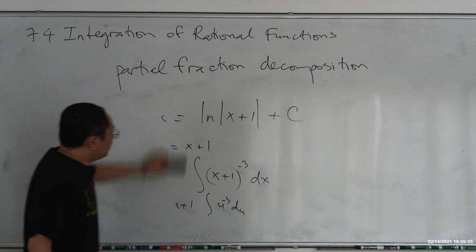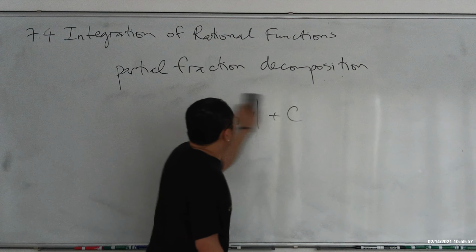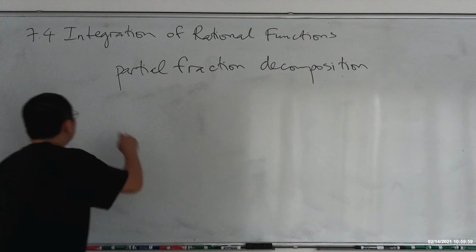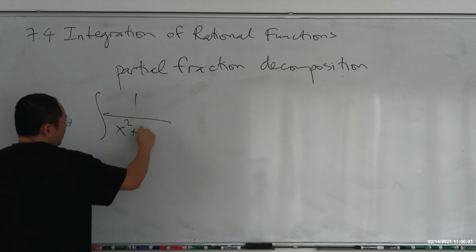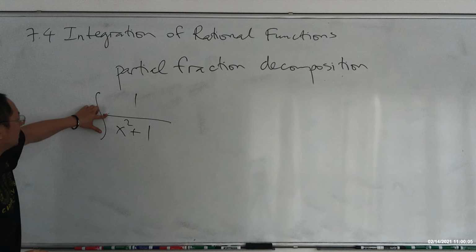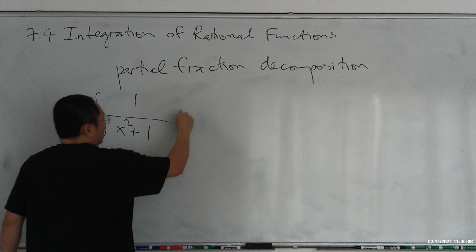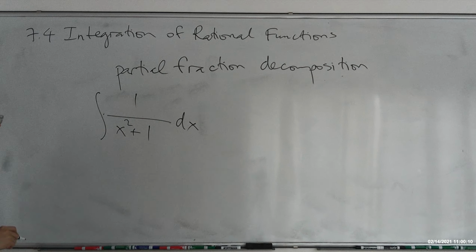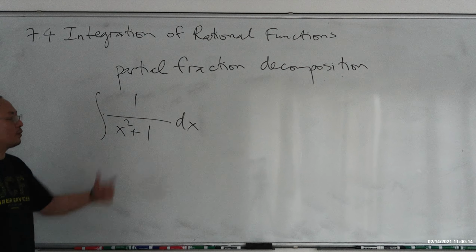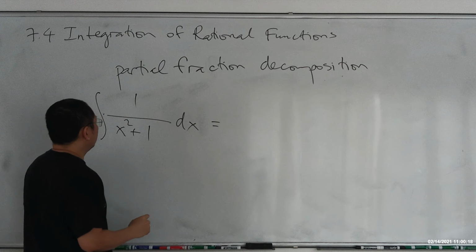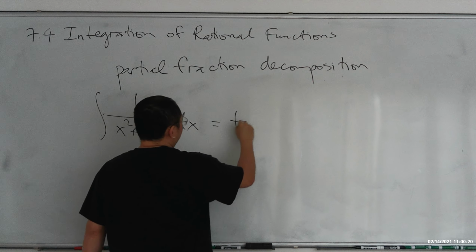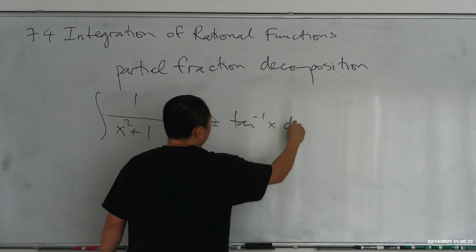Next, we have to use the integration with a quadratic factor. So I'm going to use x squared plus 1 as an example in this type of fraction. So this one right here, actually we have a formula. This is tangent inverse of x, the integral of 1 over x squared plus 1 dx.